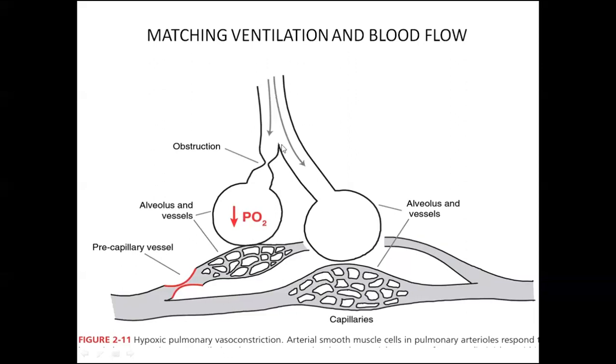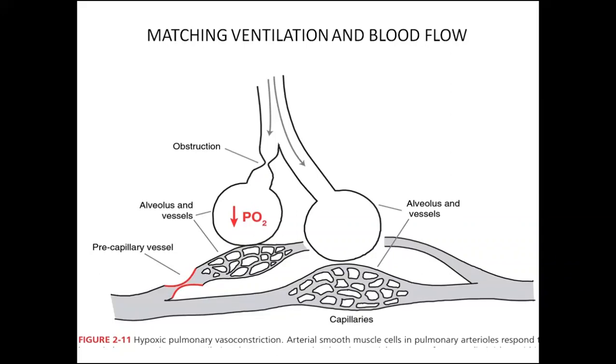One mechanism by which the body tries to correct the VQ mismatch is hypoxic pulmonary vasoconstriction. You can see here there is obstruction in the airway, so there is low PO2 in the alveolus, and the precapillary vessel is vasoconstricted. This is the major difference between the pulmonary vasculature and your peripheral vasculature.